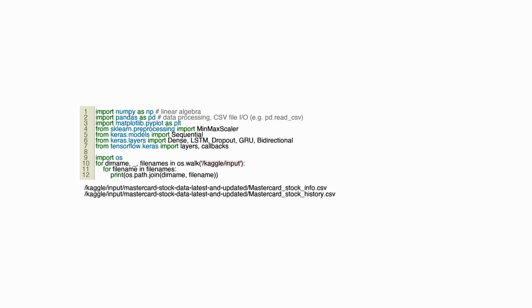This code first imports the required libraries for data analysis and machine learning, such as NumPy, Pandas, and Keras. It then imports specific functions from these libraries that will be used in the code, such as MinMaxScaler for data normalization and layers for model creation. Next, it uses a custom module called callbacks and the OS library to handle file paths and walk through directories. The code then prints the file path and name for each file in the specified directory.